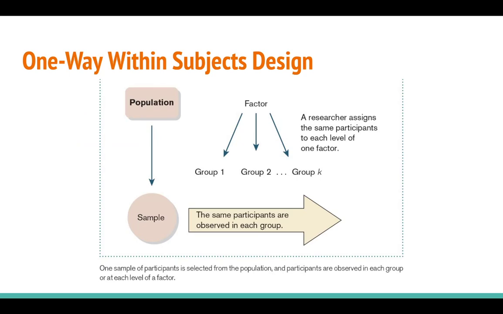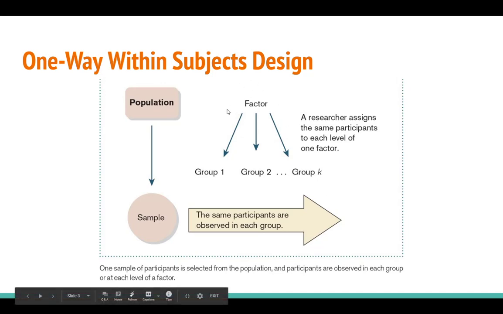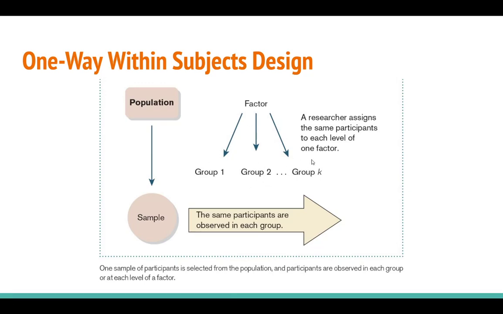So here's a graphic that I hope makes this make a little bit more sense. The repeated measures ANOVA, also known as a within subjects ANOVA, still has a factor with more than 2 levels, but now each participant is assigned to each level. So we still have a factor here, and we still have groups assigned to different levels of the factor. But from our population, we take a sample, but the same sample participates in each group. Okay? It's the same participants in every level of the factor.